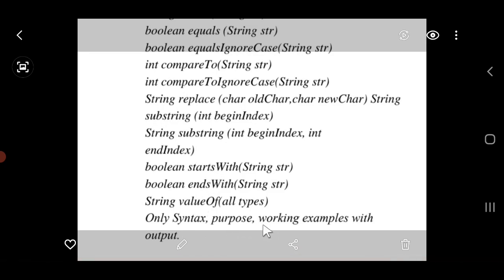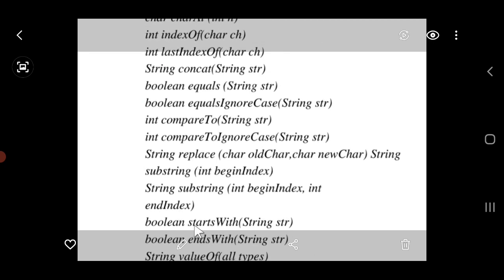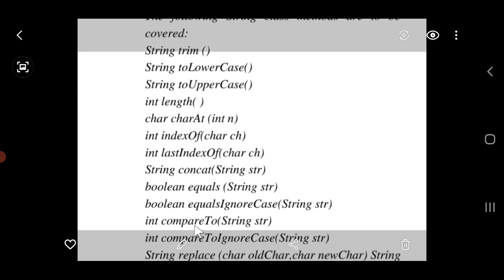And students, in this year's 2021 paper, only syntax, purpose and a working example with the output will be there. So it's very important for you to understand what these functions basically do, their purpose, how they are called, what the return type of different functions is, and what type of arguments are passed through the function. And differences are also very important.